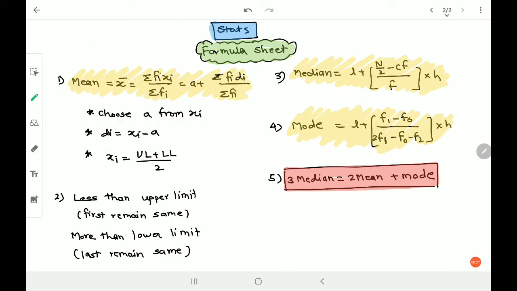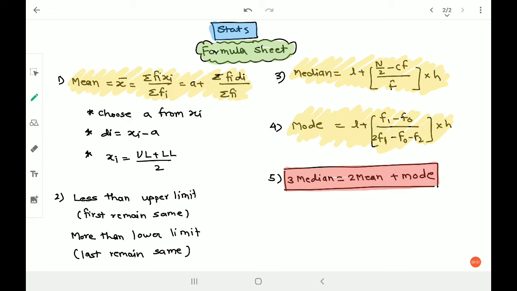First one is mean. We have checked the mean with two methods: one is the direct method and the second is the assumed mean method. So summation fi xi upon summation fi, and a plus summation fi di upon summation fi, is the formula for mean. You have to choose a from the xi column, not from the fi column. This is the common mistake I found students making, choosing a from the fi column. By mistake it happens, but that's the reason it is written on the formula sheet itself: choose a from xi. What is di? Di is xi minus a, and xi is upper limit plus lower limit upon 2, which is also called a class mark. Remember, it is called a class mark.